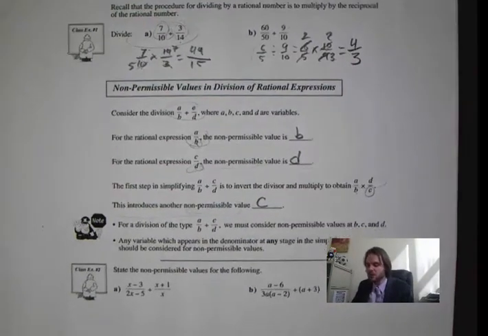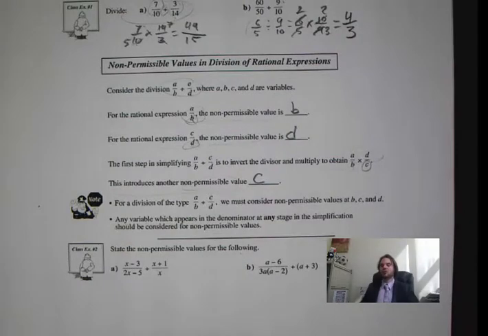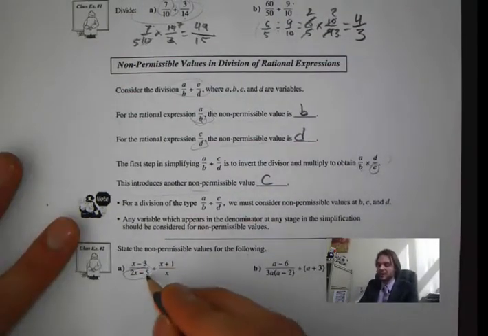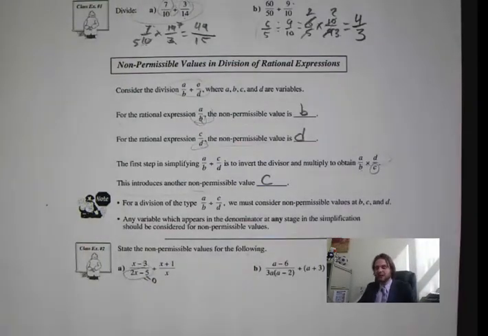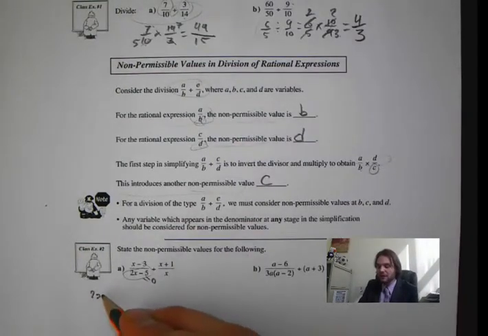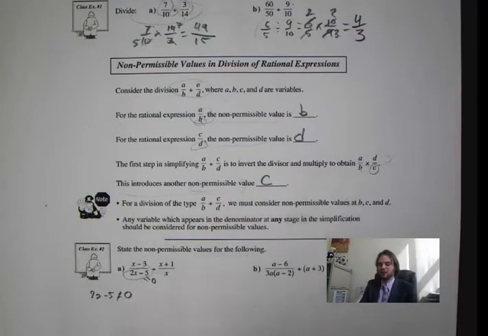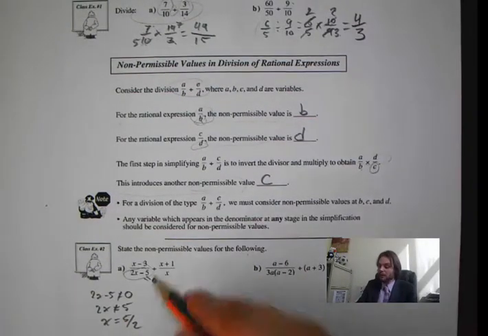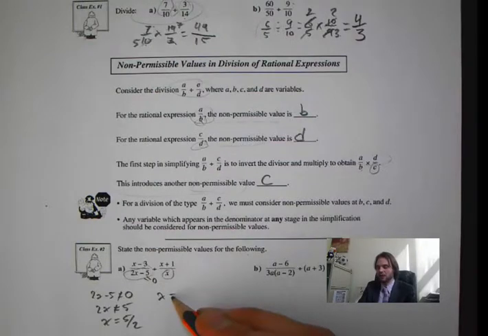Here we go. So state the non-permissible values for the following. All right? So first of all, we have this. So this cannot equal to 0 because we cannot divide by 0. So we have 2x subtract 5 cannot equal to 0. Okay, so then I have 2x cannot equal to 5, and then x cannot equal to 5 over 2. All right, there's one. This one right here, whoa, x cannot equal to 0.